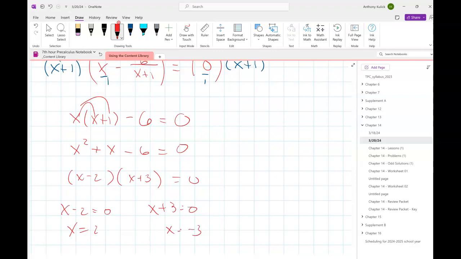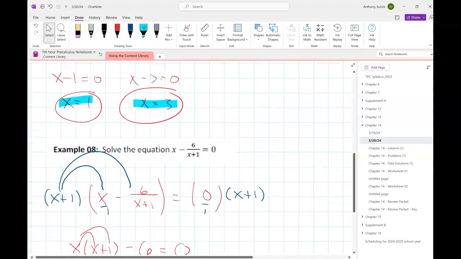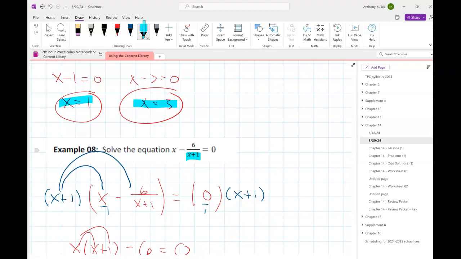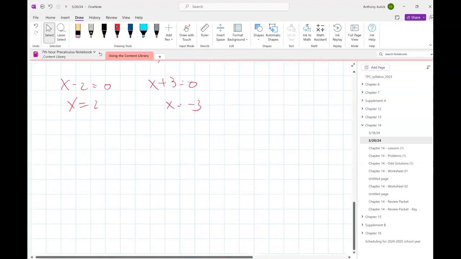But we're not done. What do we still have to do? Check. Check to see if it gives you a 0 denominator. The only denominator with any x's in it is this one. If I plug 2 in for x plus 1, do I get 0? No. If I plug negative 3 into x plus 1, do I get 0? No. So both those answers are A-OK.